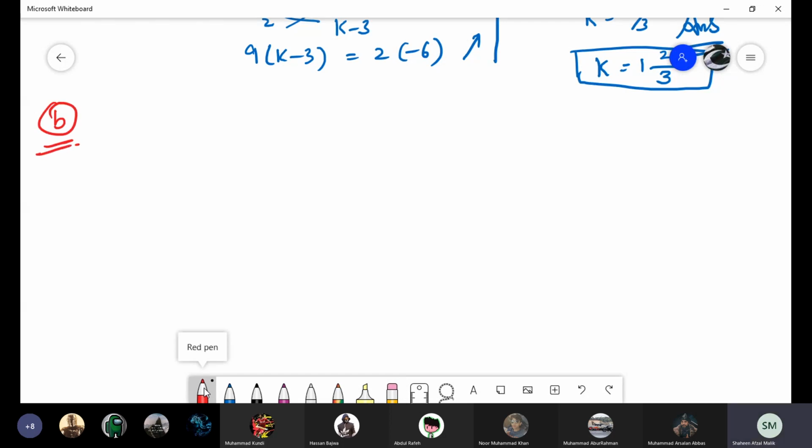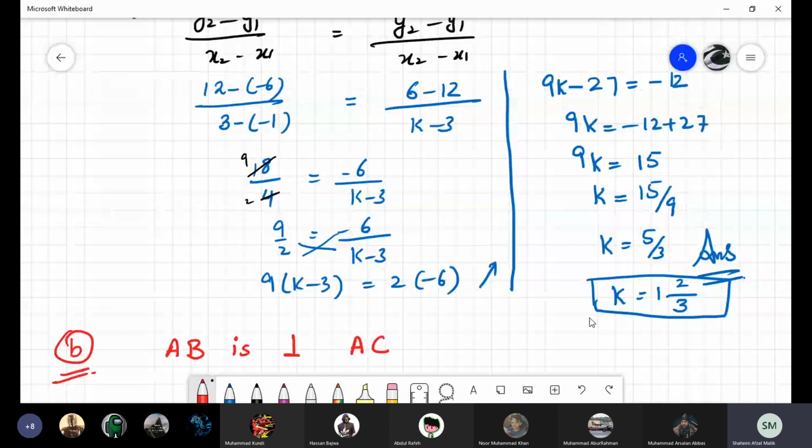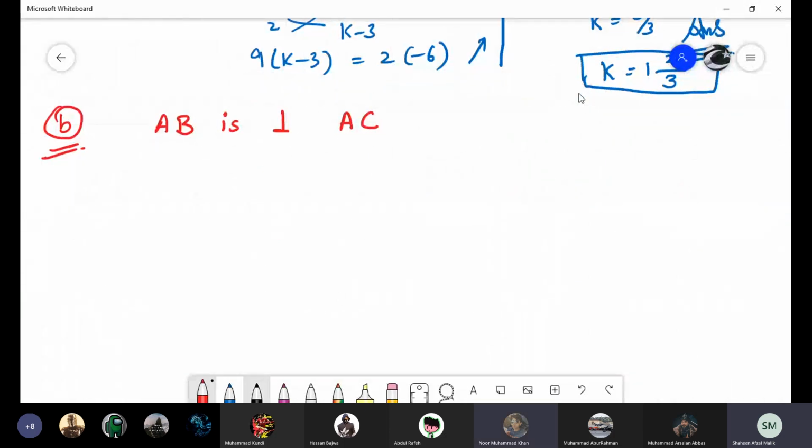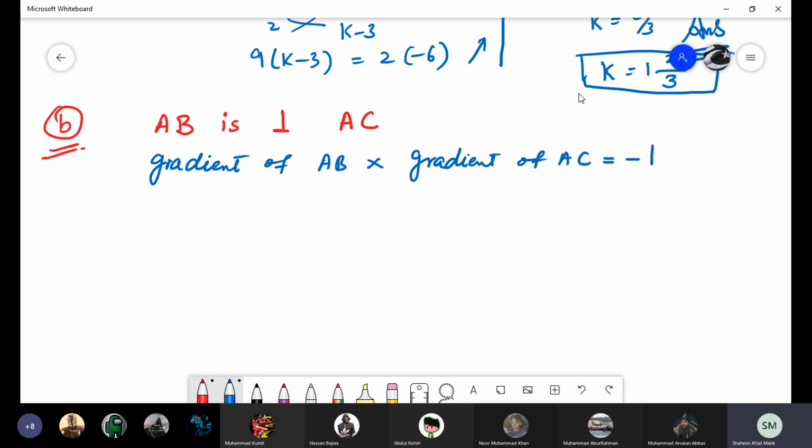B part is the same as this perpendicular line we have already done, that AB is perpendicular to AC. We already have the slope of AB, but we don't have BC or AC. We have to find out when the gradient of AB multiplied by the gradient of AC is equal to -1.